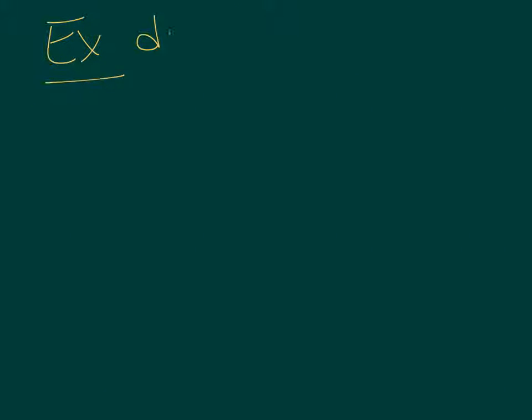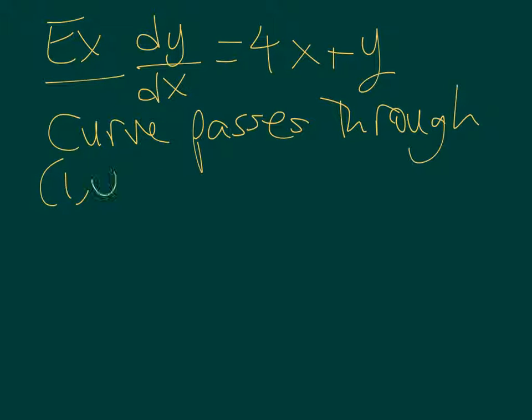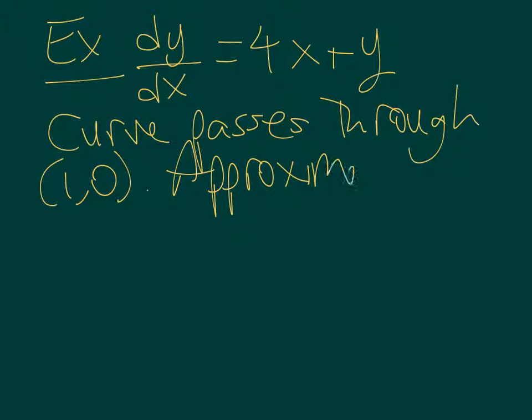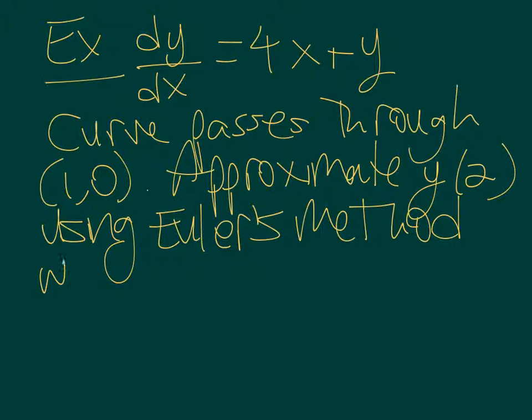Let's practice our example. So here's a new differential equation. dy/dx is equal to 4x plus y. And a curve passes through the point (1, 0). And I'm asking you to approximate y of 2 using Euler's method with 2 equal steps.